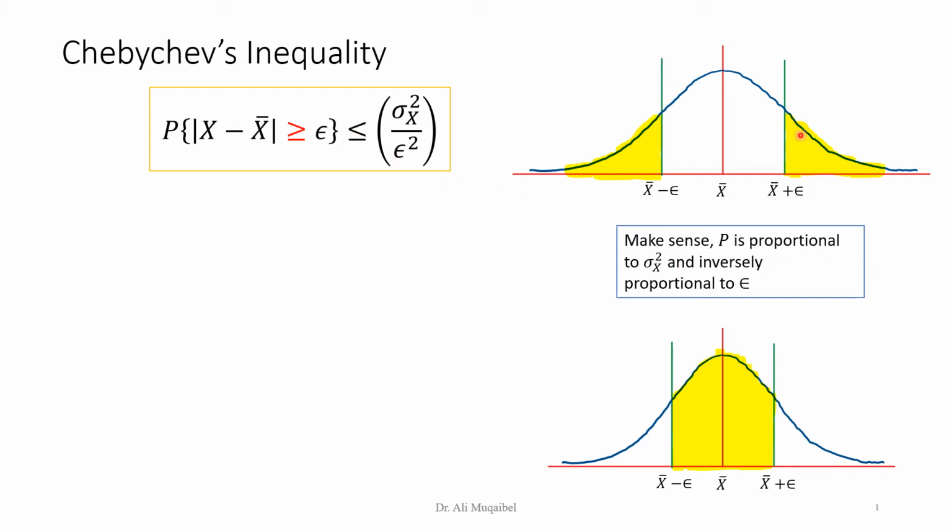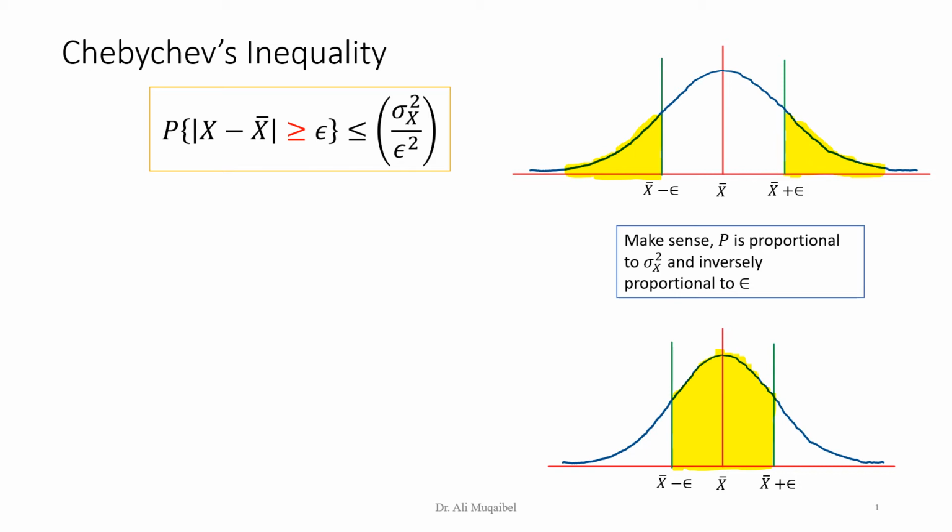And this equation makes sense because as the variance increases, you expect the bound to be larger. So we have probability proportional to the variance. But of course, as you increase epsilon, the tail becomes smaller and you expect the probability to become less. So if you increase the variance, you expect the yellowish areas to be larger. And if you decrease the variance, you expect otherwise. Similarly, for the case of epsilon, if you increase epsilon, you get smaller yellow area. And of course, this is why epsilon shows in the denominator.